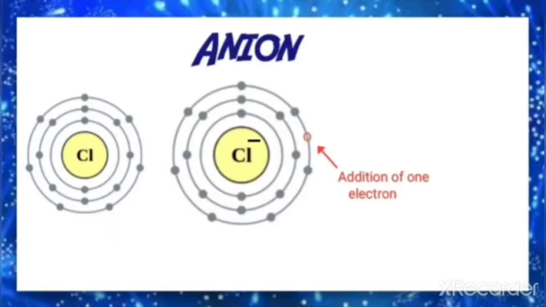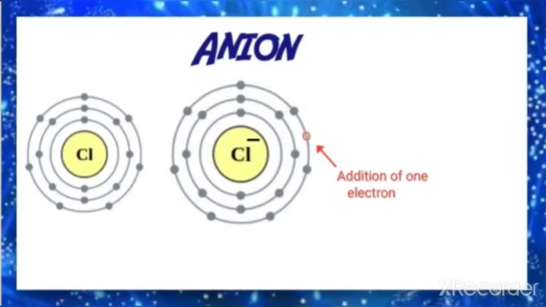So when it accepts an electron, the structure will be a little bit like this. Here you can see one electron is added. With the addition of one electron, the size of the ion that is formed, the negatively charged ion, that is the anion, is increased. In this case the electron is added in the same shell, there are no extra shells here, but still the size of the anion is greater than the parent atom.